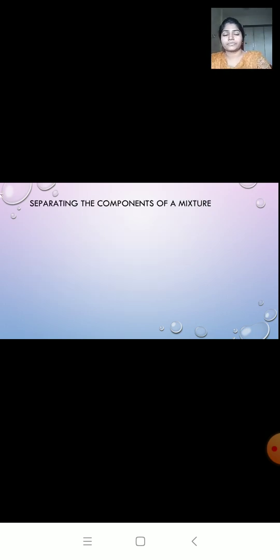Now, today we will learn how to separate two immiscible liquids. We have seen that we can separate miscible liquids by distillation and fractional distillation. But how to separate two immiscible liquids?